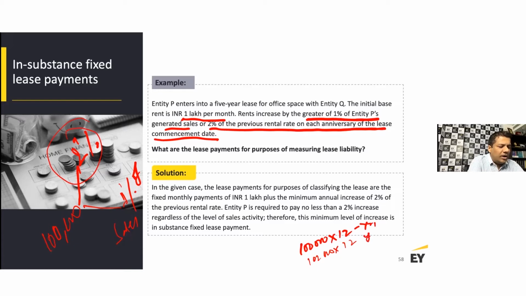This is for year one. Then I have for year two, and similarly so on and so forth for year 3, 4, and 5. So you want to apply 2% top up for each of the year to determine your total lease payment. They are actually in substance fixed lease payments. You've got to be careful in terms of the question as to what all is being talked about.